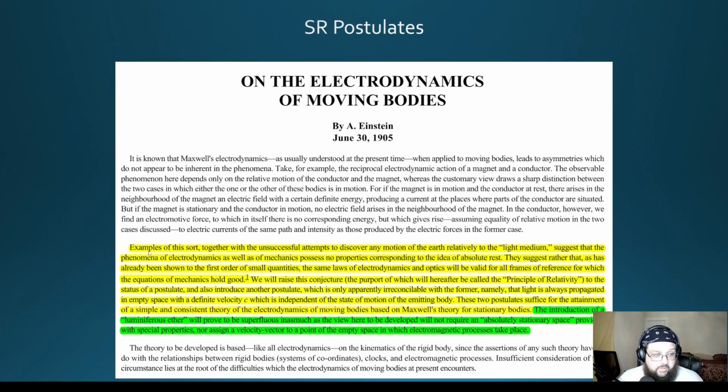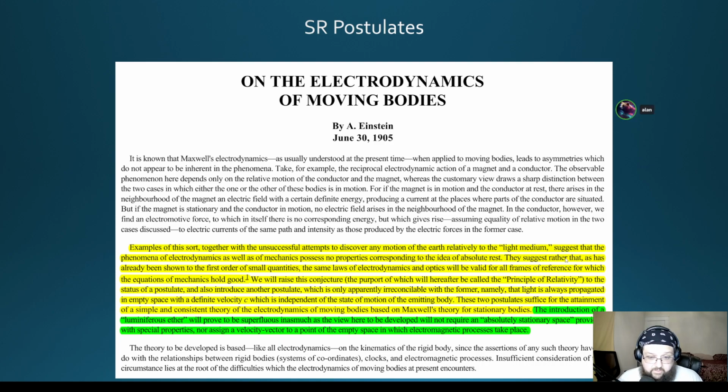So we'll start from right here. Examples of this sort, together with the unsuccessful attempts to discover any motion of the Earth relative to the light medium, suggest that the phenomena of electrodynamics as well as of mechanics possess no properties corresponding to the idea of absolute rest.